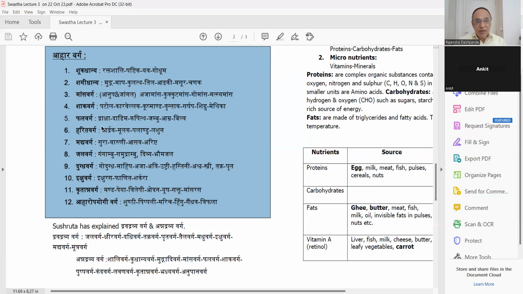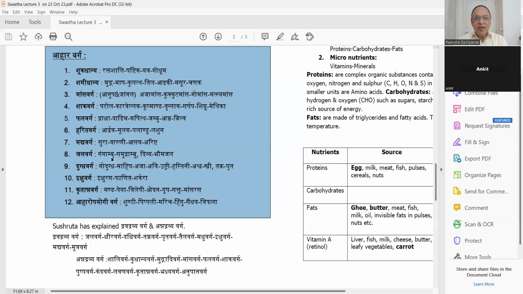Phalavarga, fruits: grapes, draksha, dadima, pomegranate, kapitha, jambu, jamun, amra, mango, and bilva. Harita varga: ardraka, what is ardraka? Wet ginger. Mulak, radish. Please write down, radish. Palandu, onion, and lashun, garlic. Madhya varga: sura, varuni, asava, and arishta.